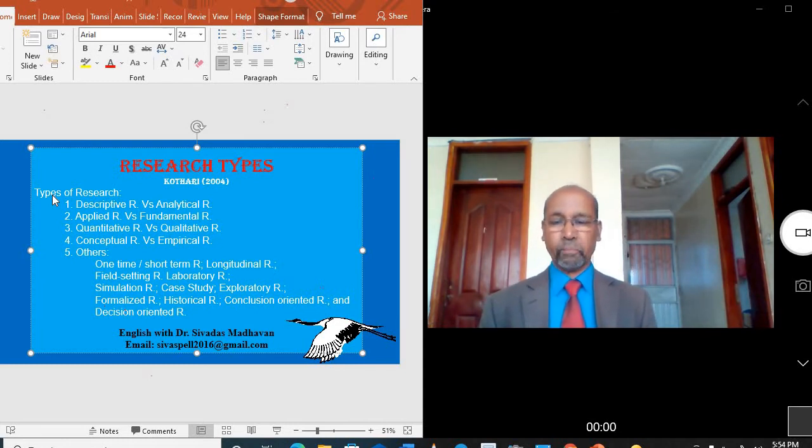So the first one is descriptive research versus analytical research. The second dichotomy is applied research versus fundamental research. The third dichotomy is qualitative research versus quantitative research. The fourth dichotomy is conceptual research versus empirical research. And the 5th one, with one or more of these items together. There are different types like that. So we will see all of them one by one.